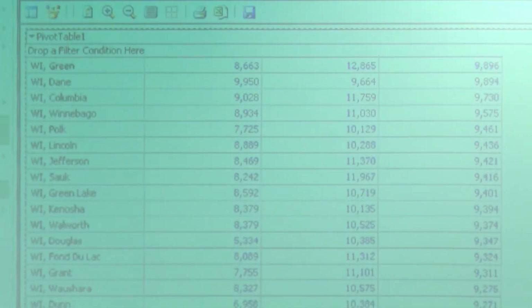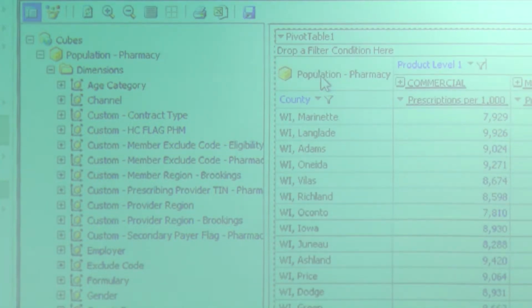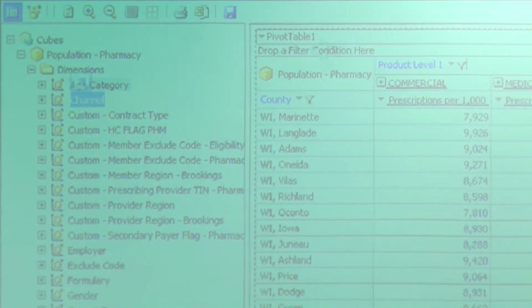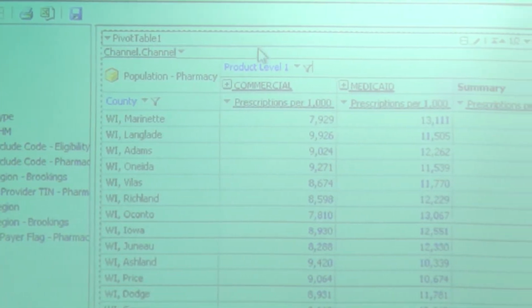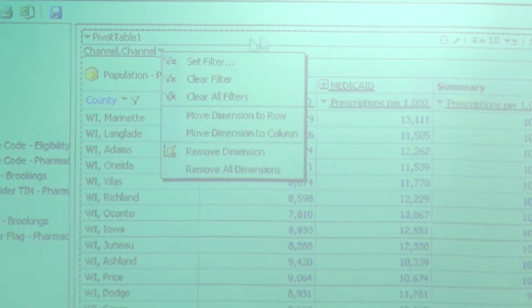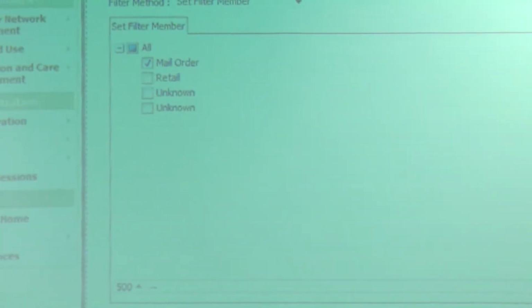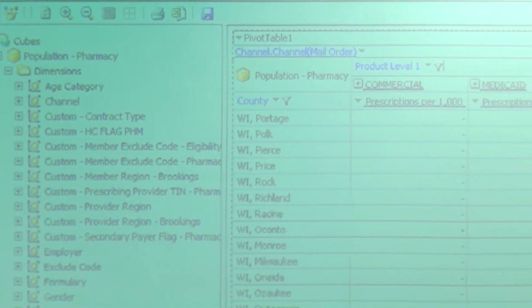Now, just keep in mind that not only can you filter at one level, but you can filter at multiple levels. For example, if I only wanted to look at a certain drug or a certain channel, I could take channel and drop it up here in the filter condition. So now I've filtered not only the rows, but the columns, and I can filter the channel right here as well. I've got all three things filtered at once. If I wanted to look at just mail order, I could select that, but remembering that the products are filtered and the towns are filtered, you can see we have very few in there as mail order.